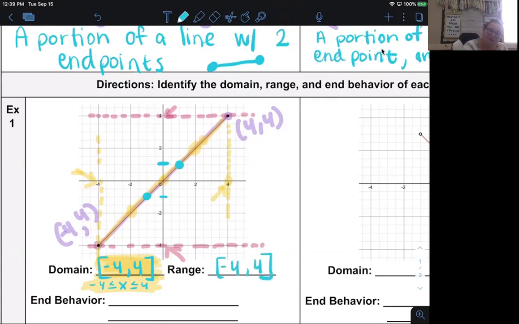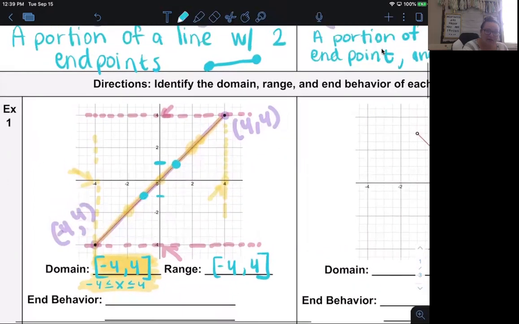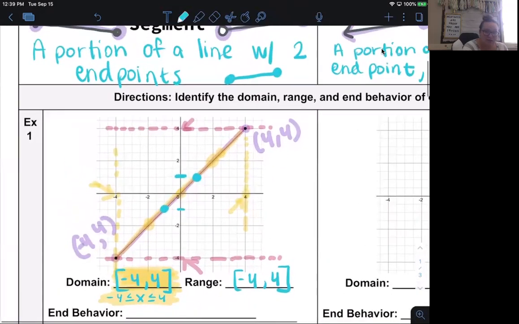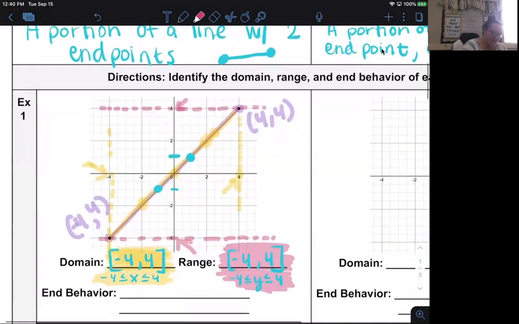If I wanted to express it as an inequality, I would say y is greater than or equal to -4 and less than or equal to 4. So this interval notation and this inequality mean the exact same thing. Now let's talk about our end behavior.